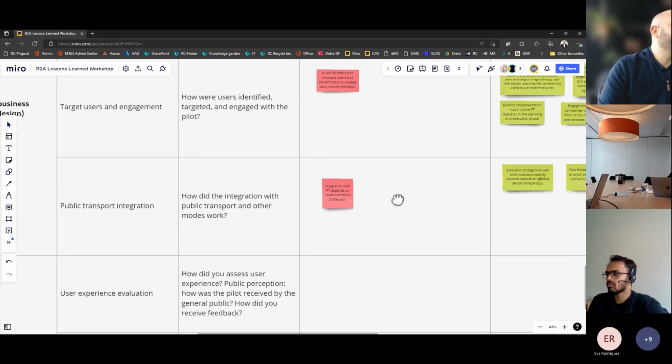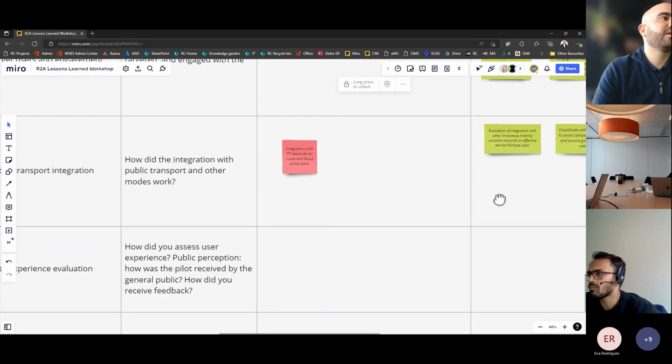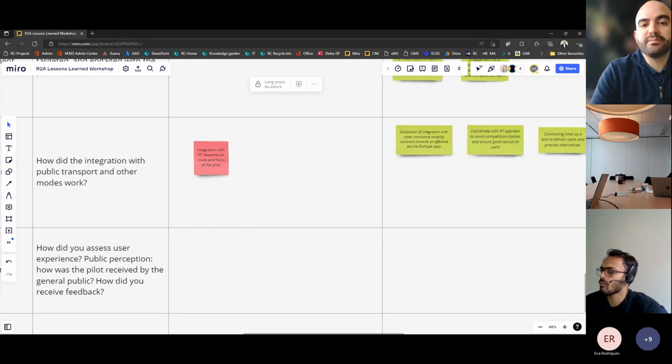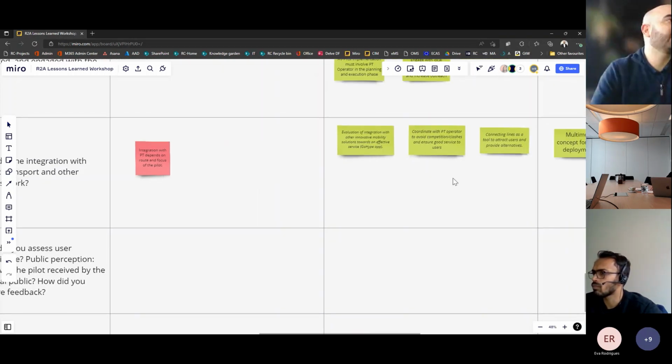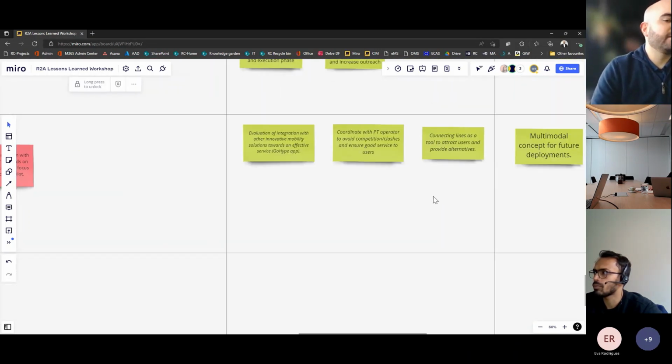And finally, in terms of the public transport integration, knowing that it really depends on the route and the focus of the pilot, so it might not be the case for every route. So we've seen cases where we're looking at smaller streets, more pedestrian, more shared space, and then you won't have that integration with public transport lines. But for some others where it is more of a last mile connection, then it is a key aspect of the actual research question to be tested. So that really depends. It's not always the case.